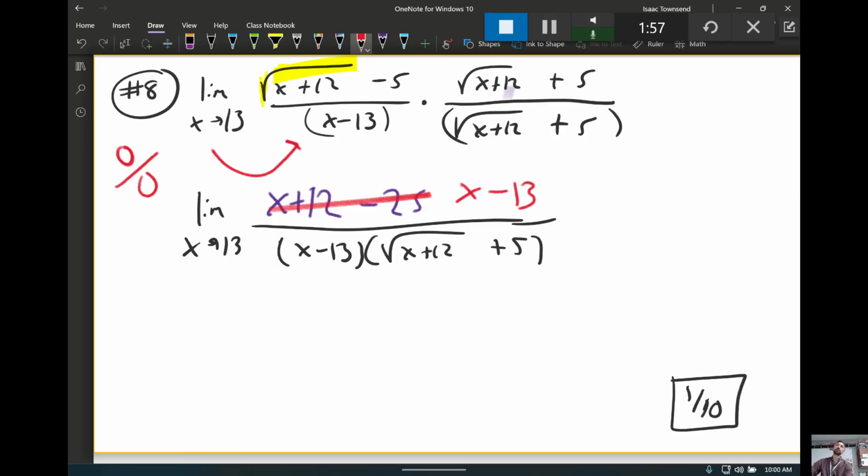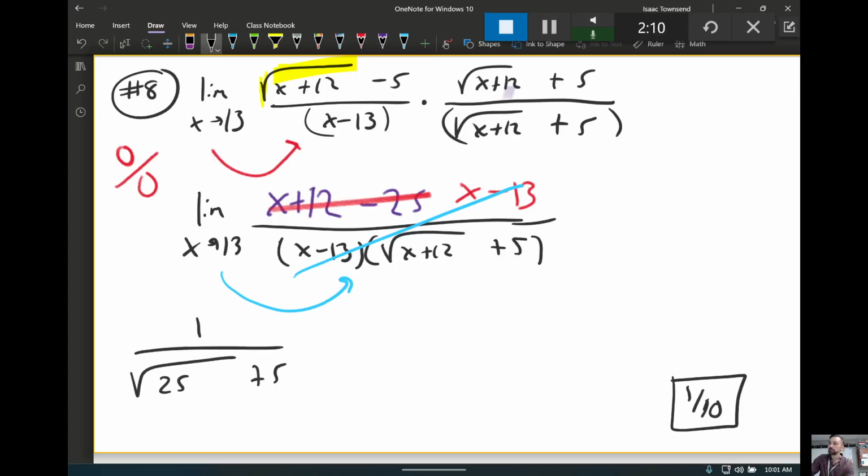Once you get to this point, you should be feeling pretty good, because now it just finishes the same as all the other questions finish. Something cancels, then direct substitution into what's left behind. So we end up with 1 over 5 plus 5, which is 1/10.